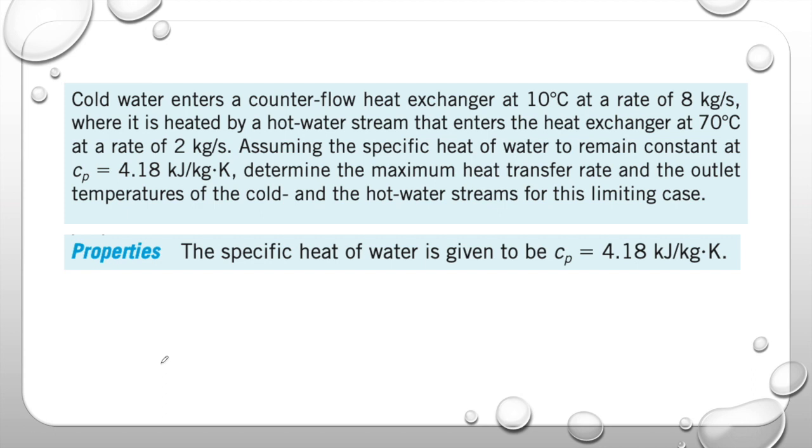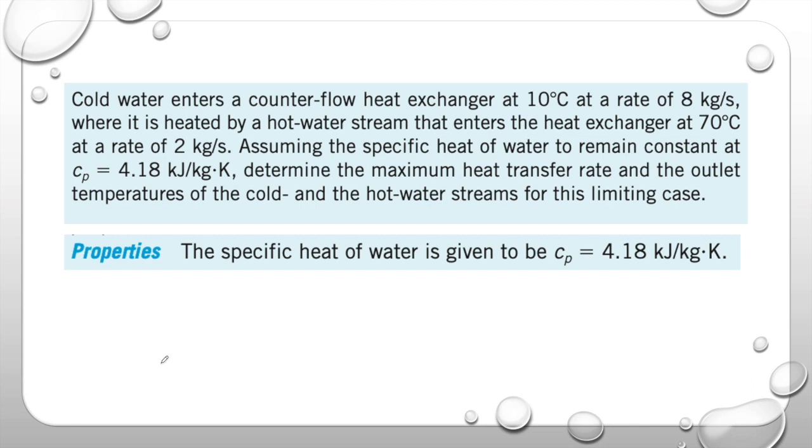Cold water enters a counterflow heat exchanger at 10 degrees Celsius at a rate of 8 kg per second, where it is heated by a hot water stream that enters the heat exchanger at 70 degrees Celsius at a rate of 2 kg per second. Assuming the specific heat of water to remain constant at Cp equal to 4.18 kJ per kilogram dot Kelvin, determine the maximum heat transfer rate and the outlet temperatures of the cold and hot water stream for this limiting case.